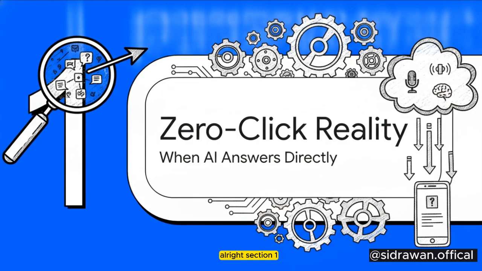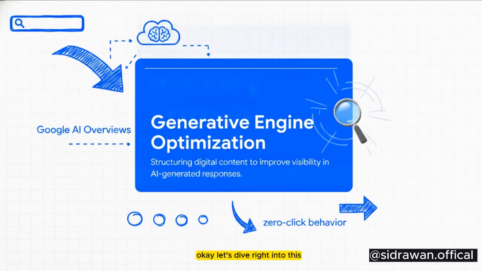All right, Section 1, the zero-click reality, when AI answers directly. Okay, let's dive right into this. The way we search has fundamentally changed, hasn't it? Zero-click behavior has dramatically accelerated because tools like Google AI Overviews or Perplexity are now providing direct conversational answers. A growing chunk of searches end without a single visit to an external website. It's wild. So we've got a new acronym we really need to care about: Generative Engine Optimization, or GEO.